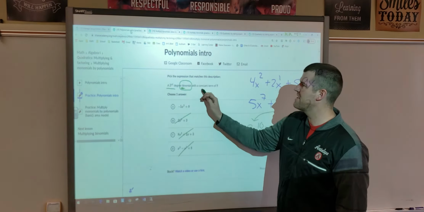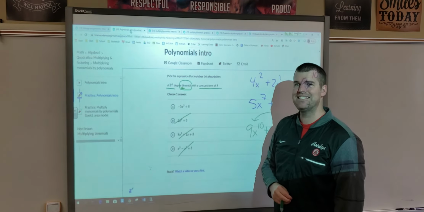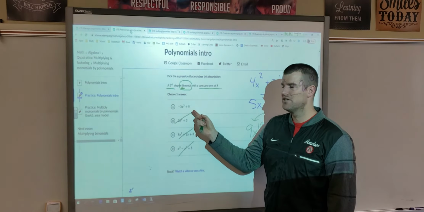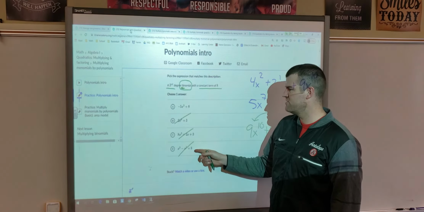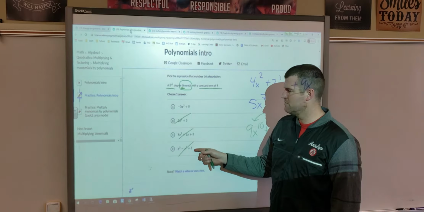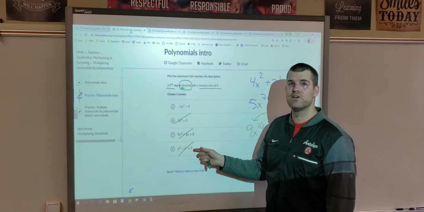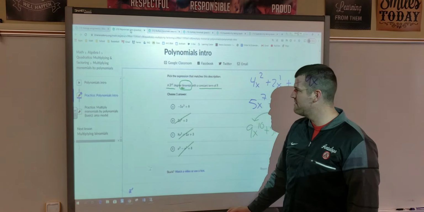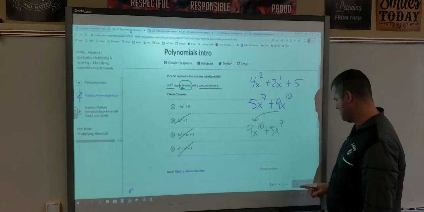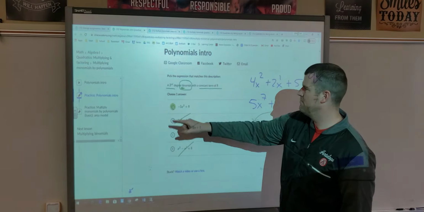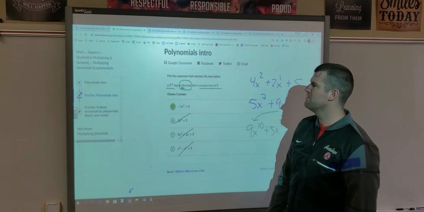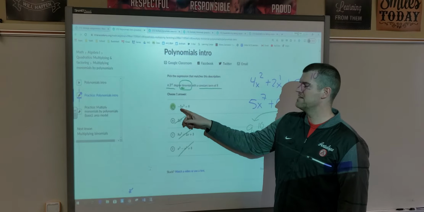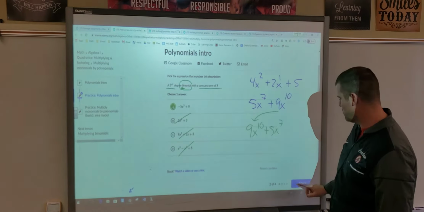But the last part does say a constant term of 8. Constant term means the number that doesn't have a variable. So this one here actually had a constant term of 8 as well, but we couldn't pick this one because it was a trinomial instead of a binomial. But we end up with negative 5x to the third plus 8 being our answer for this one because it's third degree, constant term of 8, and it's a binomial because it only has 2 terms.